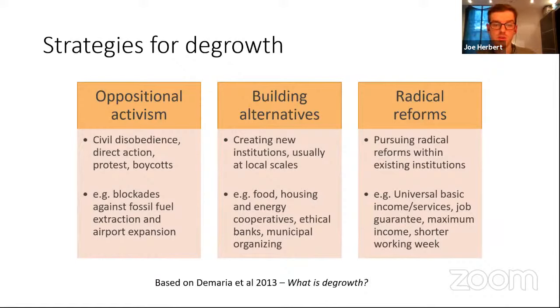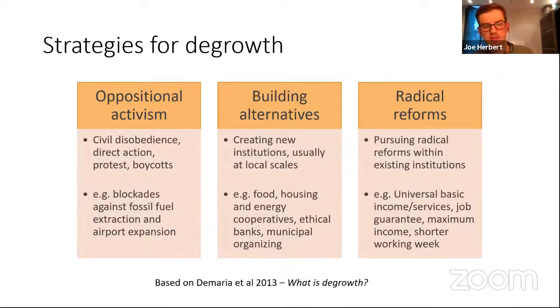But degrowth also recognizes that we can't just oppose the things we don't like. We've also got to start building our own new institutions within the current society. So this usually happens at quite a local scale, decentralized scales. And those institutions include things like food, housing, energy cooperatives, ethical banks.